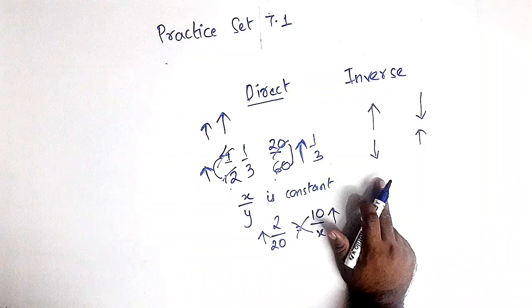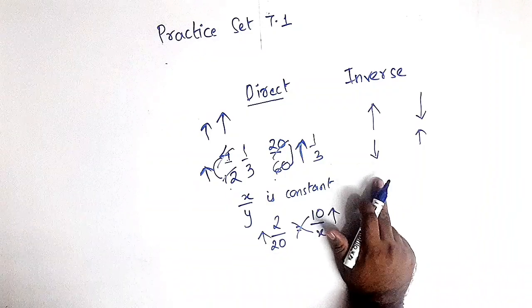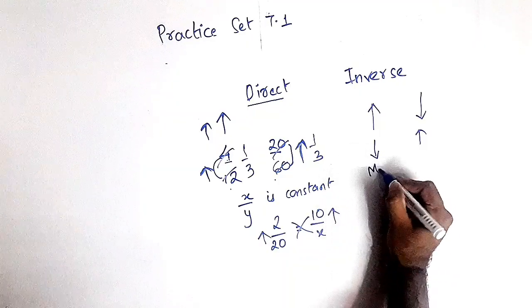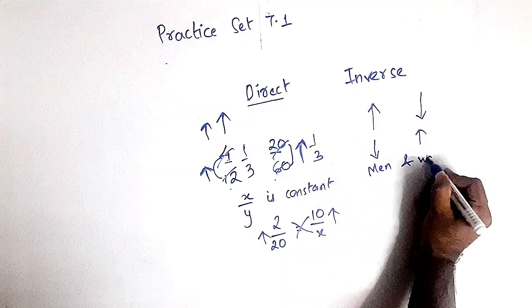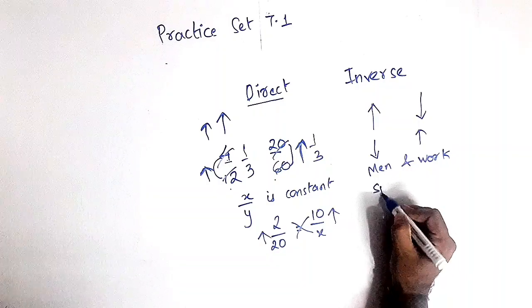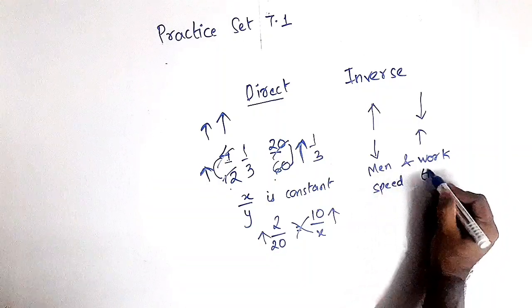So here, inverse variation, an example is men and work, and the second example you can take is speed and time.